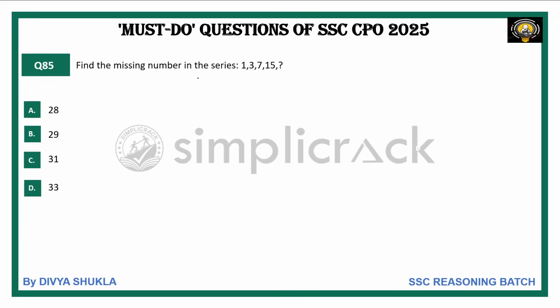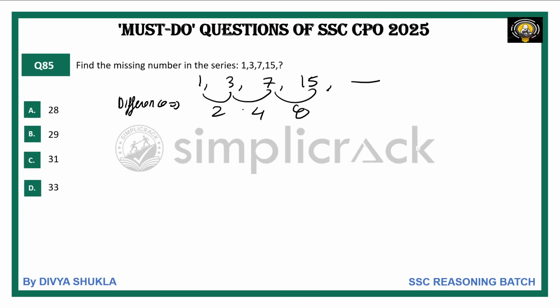Find the missing number. I'm having 1, 3, 7, 15. So if I want to notice the difference, what would be the difference between the consecutive numbers? 2, 4, 8. So you can see that all of these are being doubled. That means the next one would be 16. That means you need to add 15 in 16 in order to get 31. Option C is the correct answer.